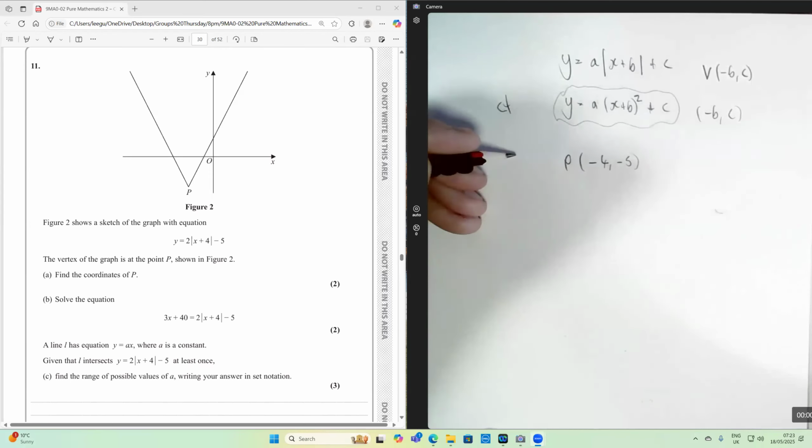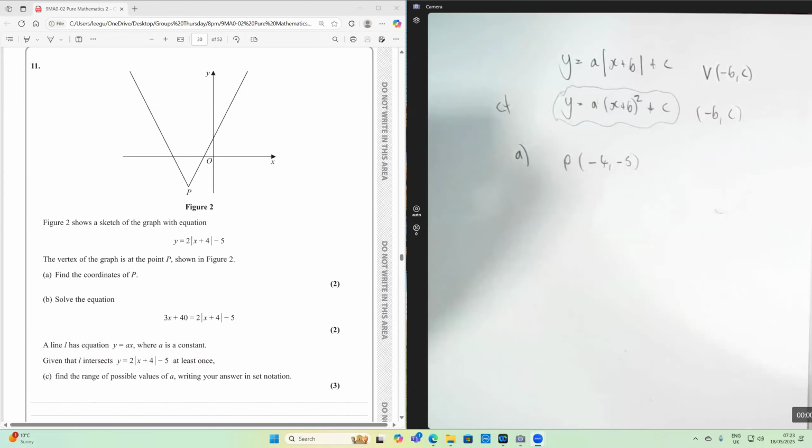Okay, so that's how you approach that, which again, in my experience, a lot of students are unclear in their own mind about. So that's part A done. Now, part B, solve the equation.